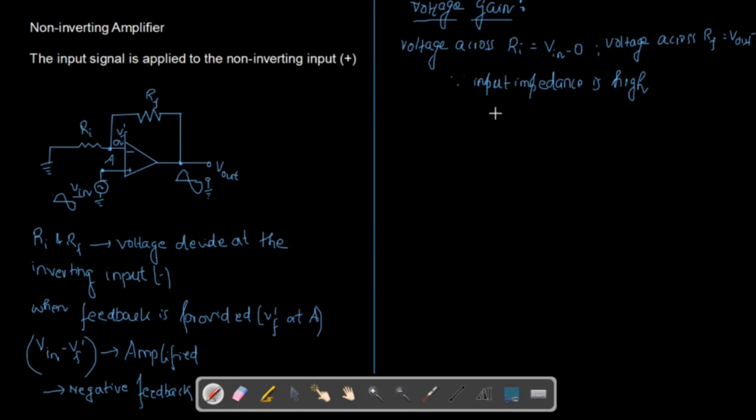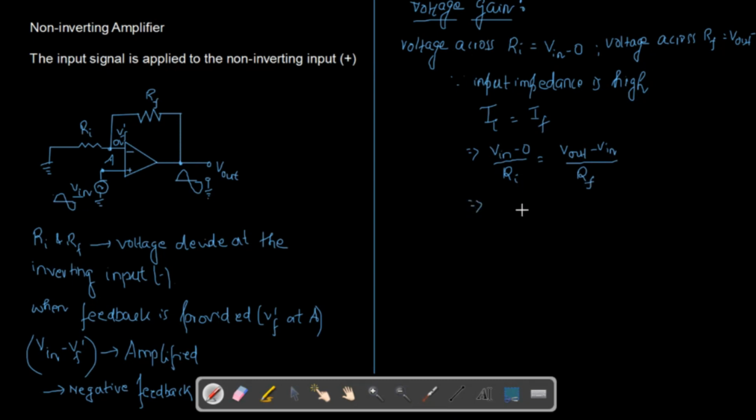What we have here is basically the current through Ri. So let's say Ii is equal to If, just like before. But this time we have it as this. Current is nothing but the voltage across Ri, that means Vin minus 0 divided by Ri, is equal to the voltage across Rf. So that means it is Vout minus Vin divided by Rf.